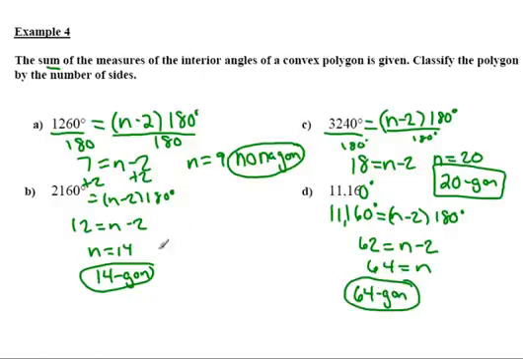I don't think it would be a bad idea to review and to make sure that you can go all the way from 3, so 3, 4, 5, 6, all the way up to a 12-sided shape. You could name this as a triangle, quadrilateral, pentagon, hexagon, heptagon, octagon, nonagon, decagon, undecagon, and a dodecagon. Make sure that you're able to name each of those shapes by the number of sides.